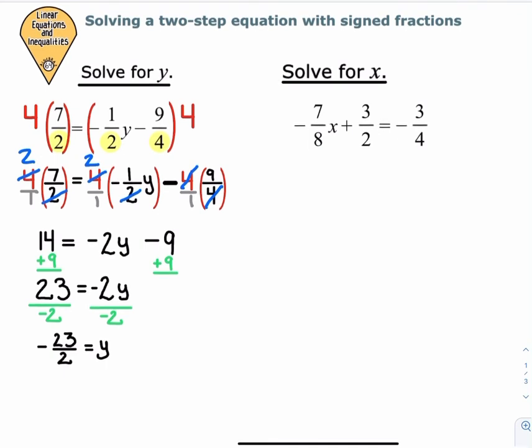Let's do one more example. To get rid of those fractions, we want to begin by looking at the denominators, 8, 2, and 4. We're thinking of their least common multiple.